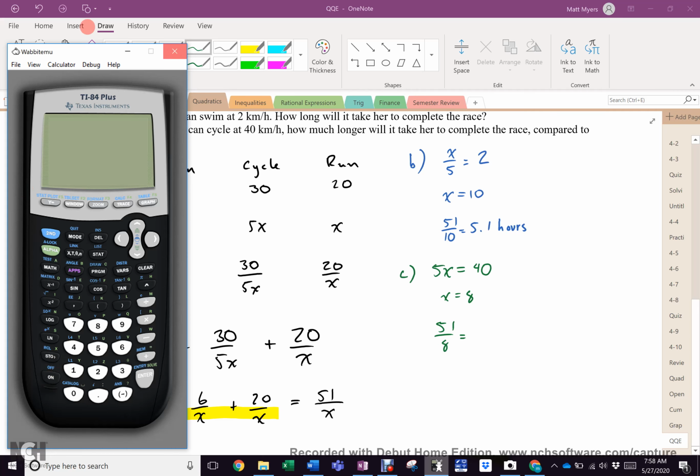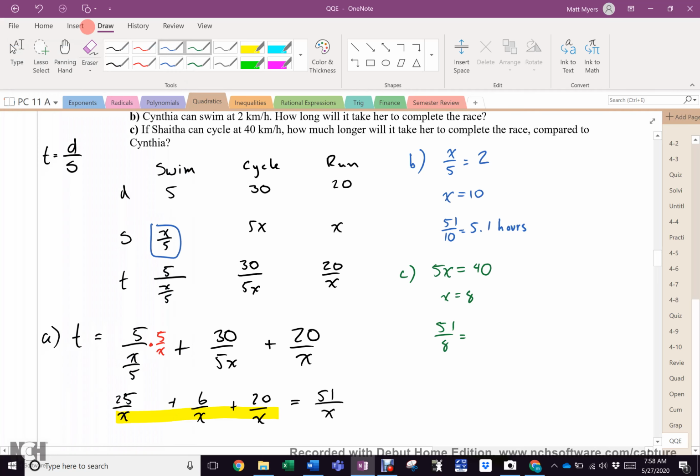So screw it, we'll do it old school. 51 divided by 8. 8 goes into that 6 times, 48, to get 3. So it's 6 3/8, which is 6. 1/8 is 0.125, 3 of them, 6.375 hours for Shatha to finish the race.